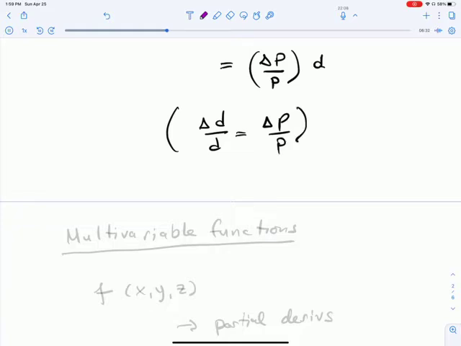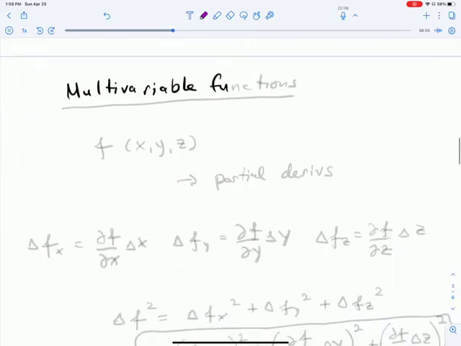And that should be intuitive to you, because what we have here is a function where there's a direct relationship between one variable and the other. Okay, so that's how it works. And then when you extend this to multivariable functions, all we're doing is adding up contributions from different variables.